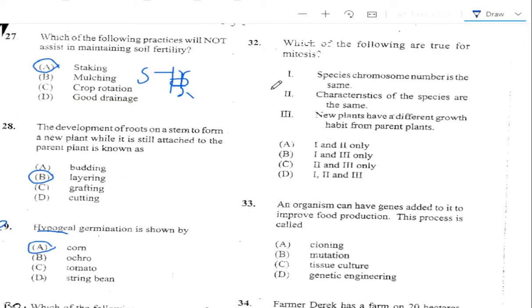Question number 32. Which of the following are true for mitosis? So mitosis is the identical split of a cell. So 1. Species chromosome number is the same. Yes, they're identical, so that's true. 2. Characteristics of species are the same. They would be identical, right? That's true. 3. New plants have different variety. No. So this one is referring to meiosis, not mitosis. So the answer is A, 1 and 2 only.